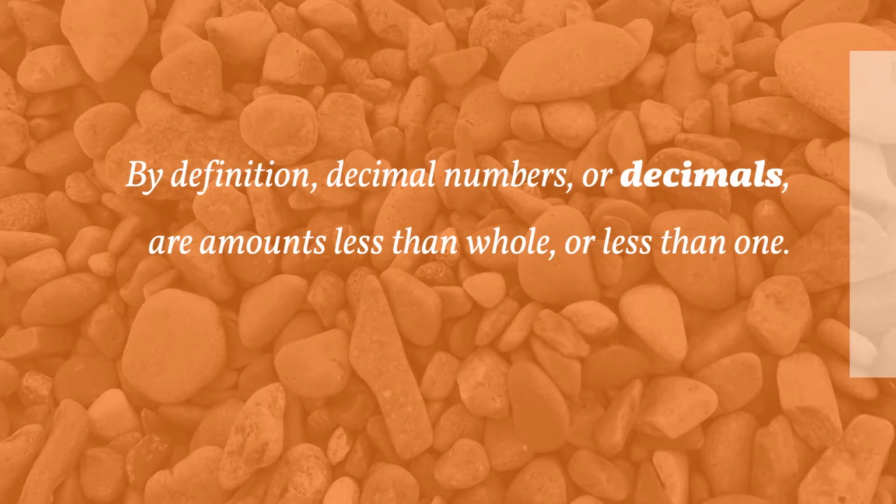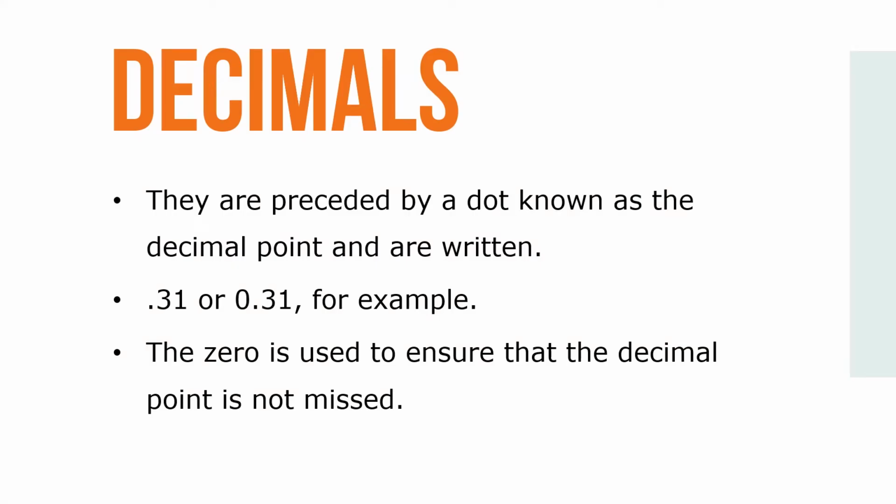By definition, decimal numbers or decimals are amounts less than a whole or less than 1. They are preceded by a dot known as the decimal point and are written .31 or 0.31, for example. The 0 is used to ensure that the decimal point is not missed.